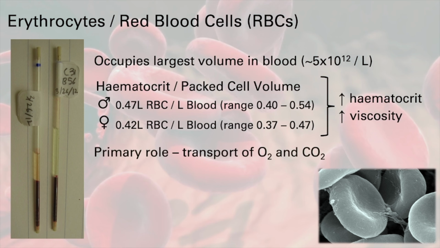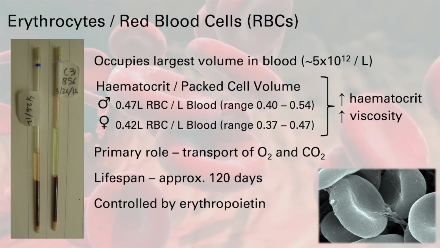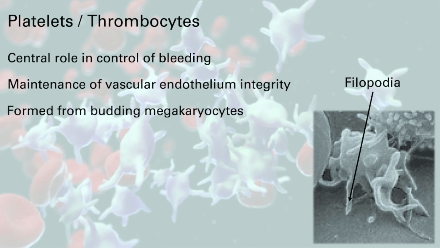The primary role of erythrocytes is the transport of oxygen from the lungs to tissue and the removal of carbon dioxide. And red blood cells have a lifespan of about 120 days, after which they are removed from the circulation in the spleen, with the overall levels of erythrocytes being under the control of a peptide hormone called erythropoietin, or EPO. And you may have heard of this in the context of doping in sport, as it allows the body to produce more red blood cells, thereby giving athletes a competitive advantage as they can transport more oxygen around their bodies.